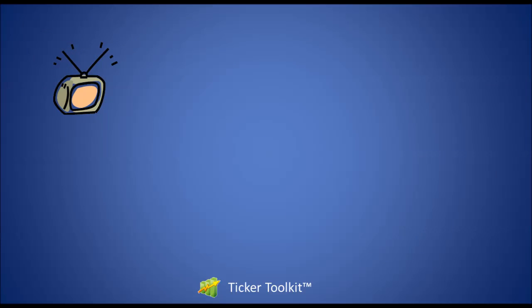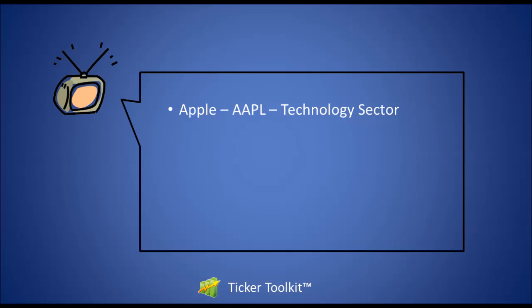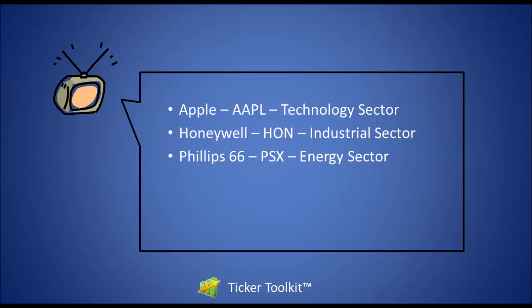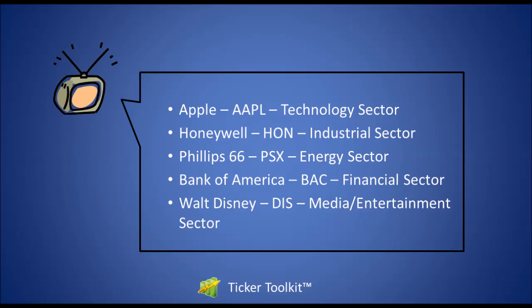Let's assume that during the business program, the analysts recommend and provide price targets for Apple, ticker symbol AAPL in the technology sector, Honeywell, ticker symbol HON in the industrial sector, Phillips 66, ticker symbol PSX in the energy sector, Bank of America, ticker symbol BAC in the financial sector, and Walt Disney, ticker symbol DIS in the media and entertainment sector.